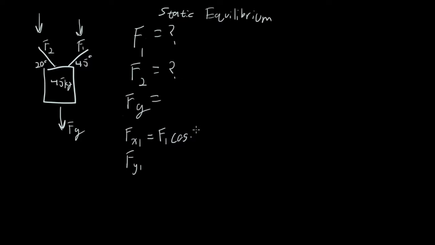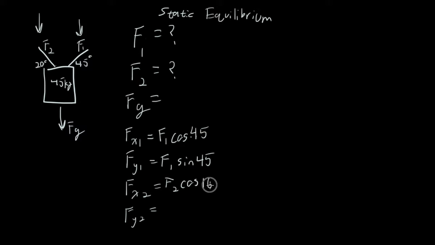This will be F1, that'll be cosine of 45. And then Fx2 should be F2 cosine, and we're going to use 160. Notice I'm using 160 as my angle here because this would be 180 minus 20. There we go. So I can put these together into two main points.